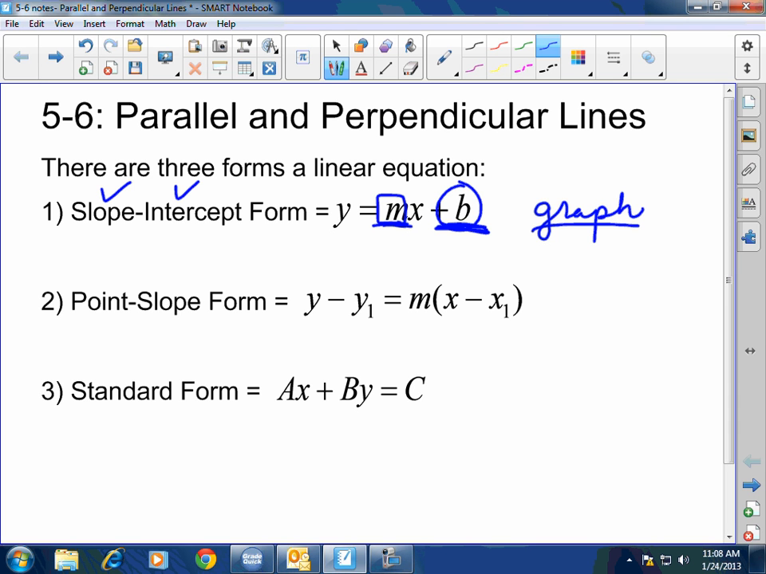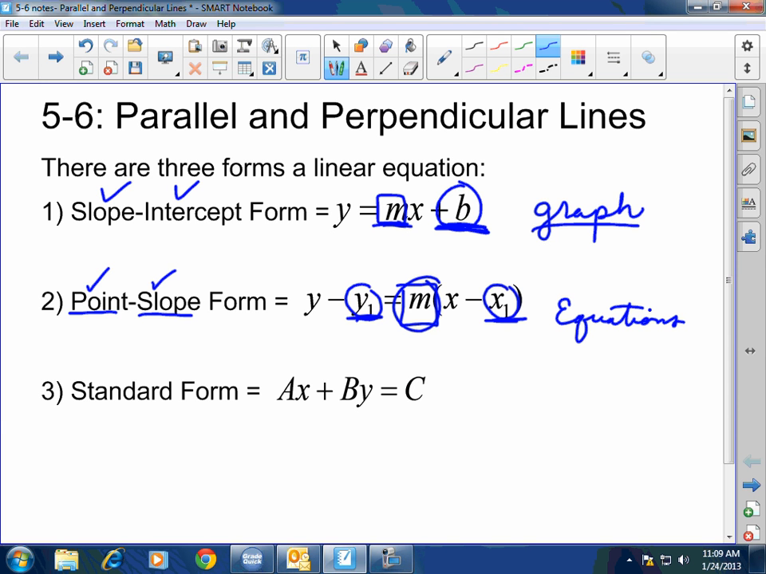The point slope form, think about it. X1 and Y1 forms a point, and they give you a slope. So hence, point slope form, point slope. This is the best form you're going to use when you want to write linear equations, okay? You want to write linear equations, that's the form you use.